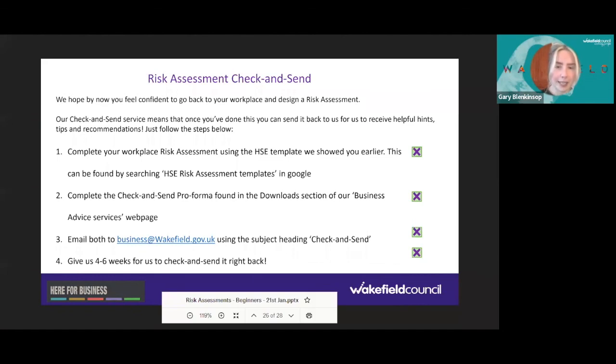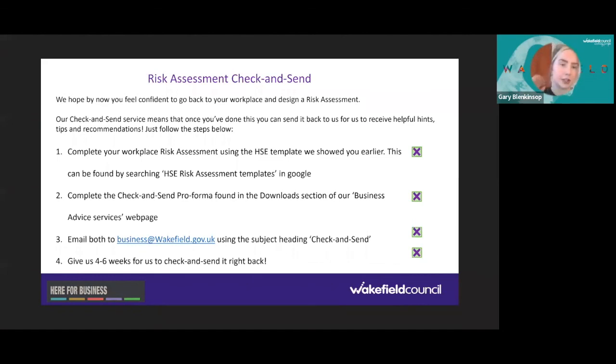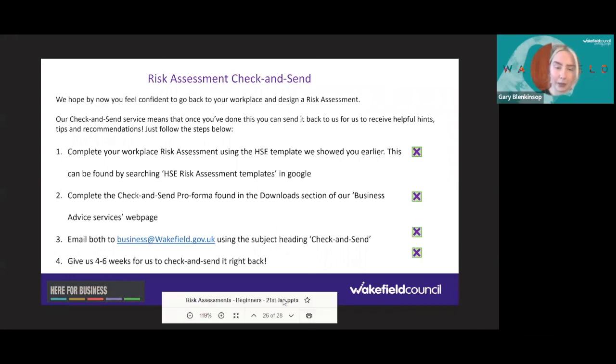We really hope that you take advantage of that. We really want to help foster that environment of health and safety within your workplace, as Alex said in the previous slides.